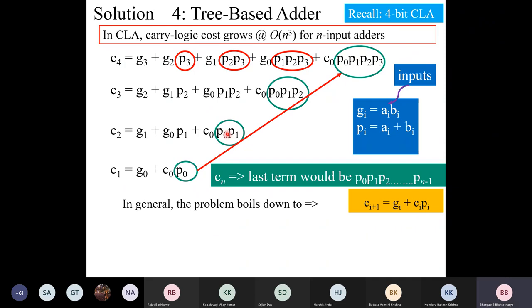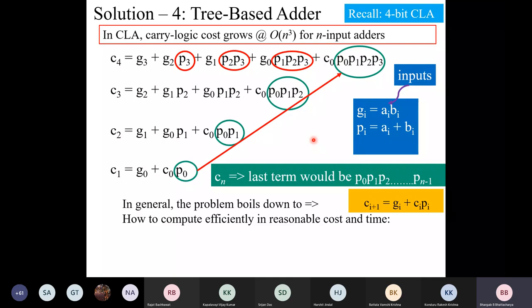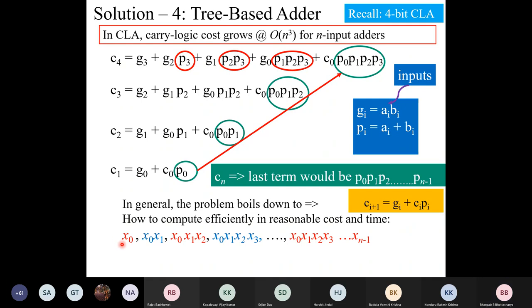And the operator, for this particular example, is logical AND, but it could be a logical sum also, it could be a prefix sum operator also, or maybe arithmetic addition, multiplication, doesn't matter. So in general, this is called the prefix sum or prefix product problem. This is a fundamental problem in computer science, and it appears in many other places, as we will see later on. So the question is how to compute efficiently, in reasonable cost and time, this sequence of terms.